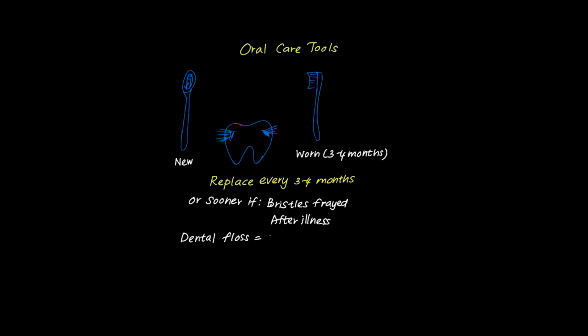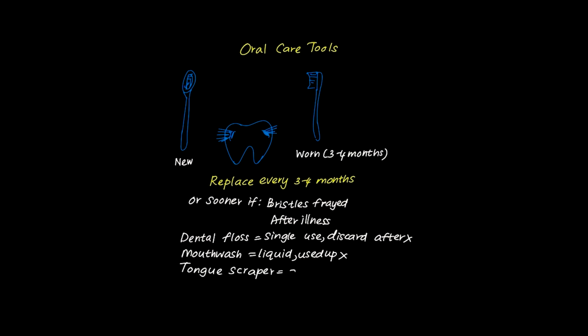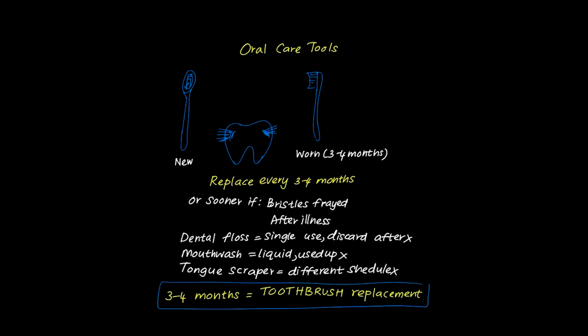Dental floss is single use. You throw it away after each use, so there's no replacement schedule. Mouthwash is a liquid you use up, not a tool that wears out. Tongue scrapers may need occasional replacement, but the 3 to 4 month guideline specifically refers to toothbrushes. Here's a WGU C458 OA exam tip for you. 3 to 4 months replacement schedule equals toothbrush. Quick recall hook: toothbrush equals 3 to 4 months, then toss it.